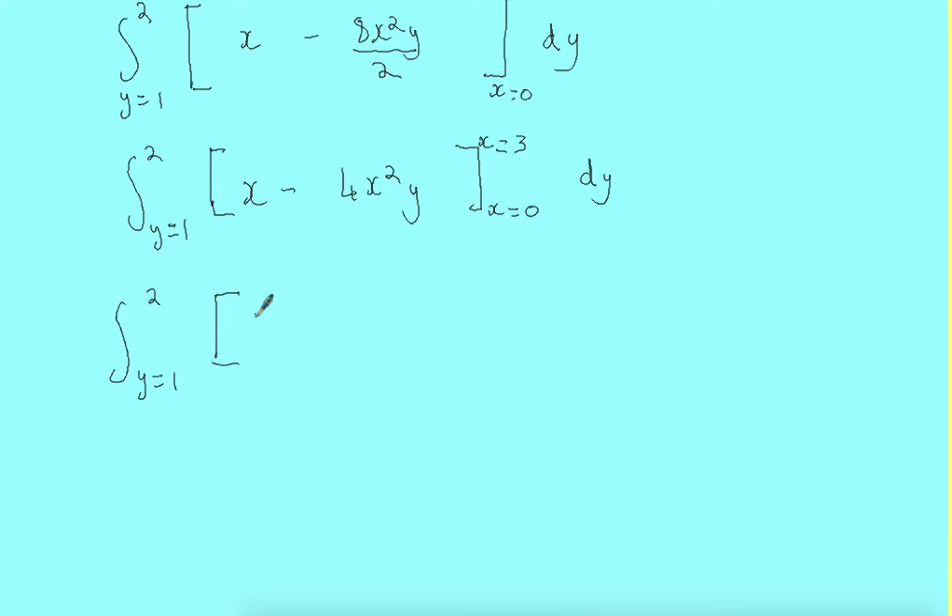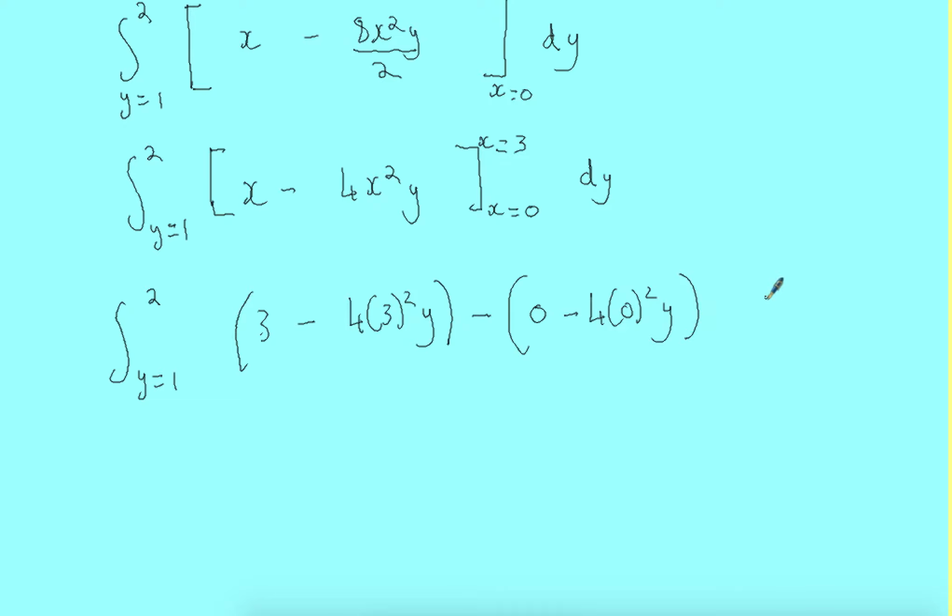So that's going to be 3 take away 4 times 3 squared y. In fact, I should have changed that to curly brackets rather than square brackets because I'm substituting in limits. So the top limit, subtract the bottom limit substituted in, so that's going to be 0 take away 4 times 0 squared y dy.